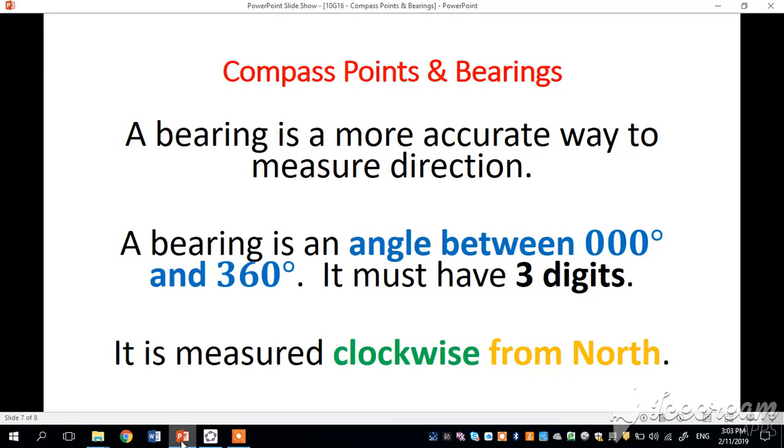Right, so very quickly, bearings are angles between 000 and 360. They must have 3 digits, and they're always measured clockwise from north.